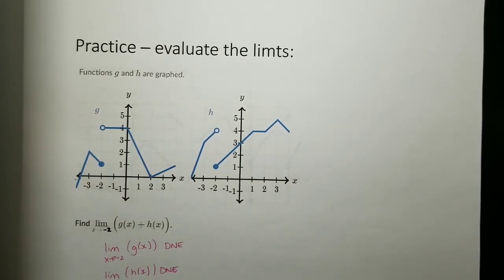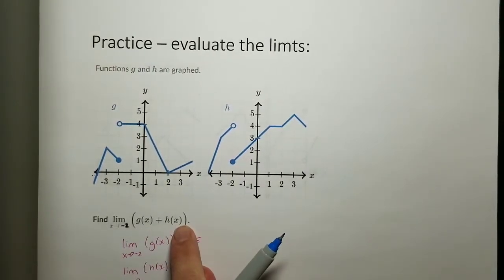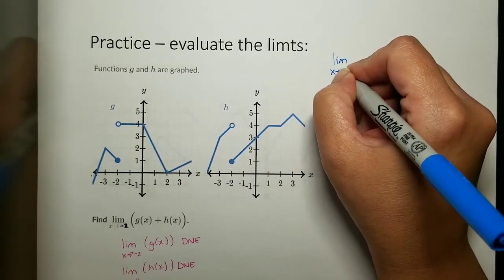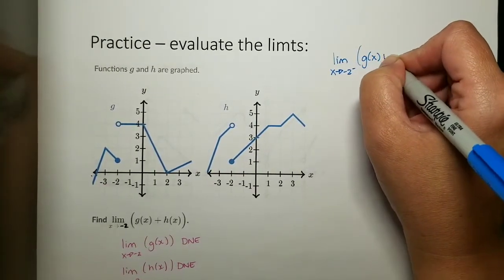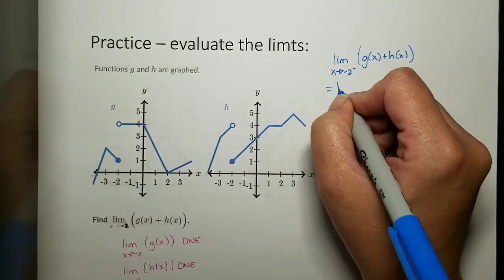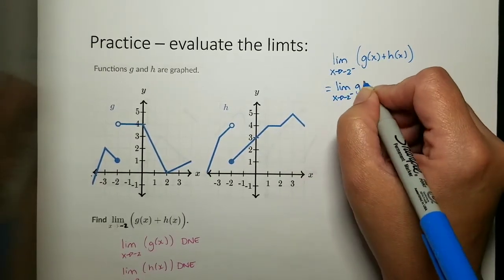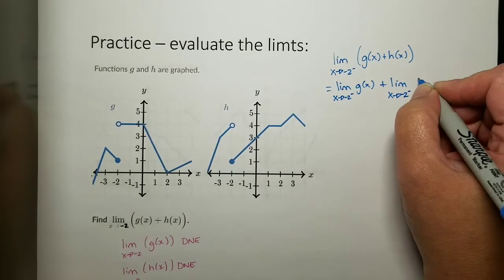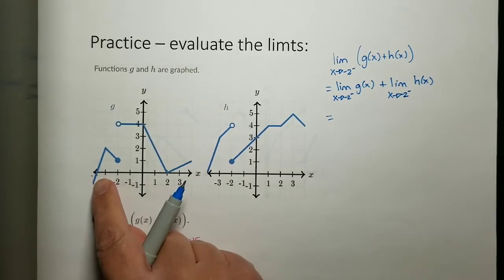So here, what if we looked at the left-sided limits for g at x plus h at x? So let's evaluate the limit as x approaches negative 2 from the left of g at x plus h at x. So we could say that that is the limit as x approaches negative 2 from the left of g at x plus the limit as x approaches negative 2 from the left of h at x. Remember our limit properties, we can divide those up. And we can evaluate these sided limits.